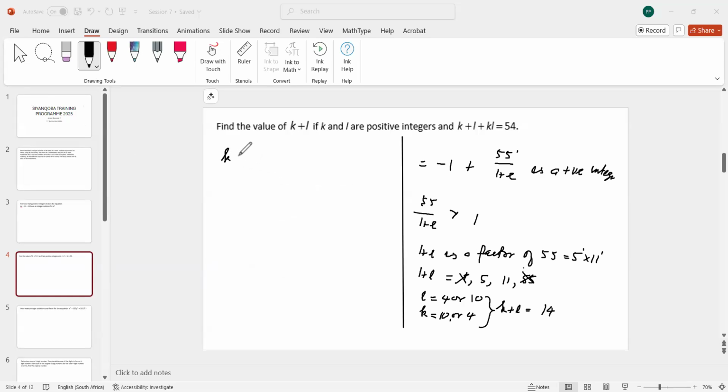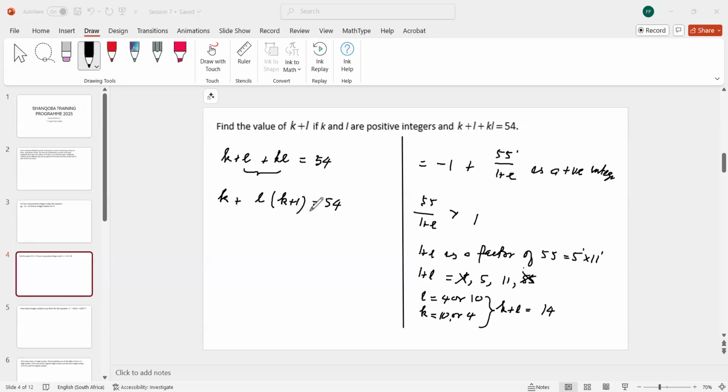You see, K plus L plus KL is equal to 54. Now, I notice that L into K plus 1, if I take out the L as a common factor, is part of this. I want to write this as a product of two integers. If I can write this as a product of two integers, then I can solve it. That's what we've seen before.